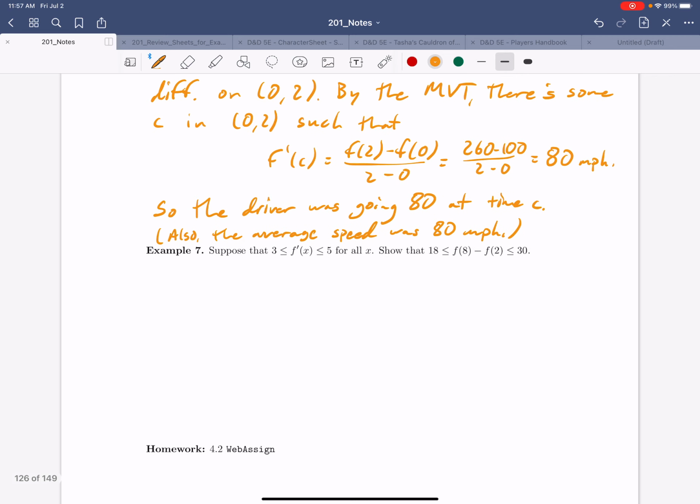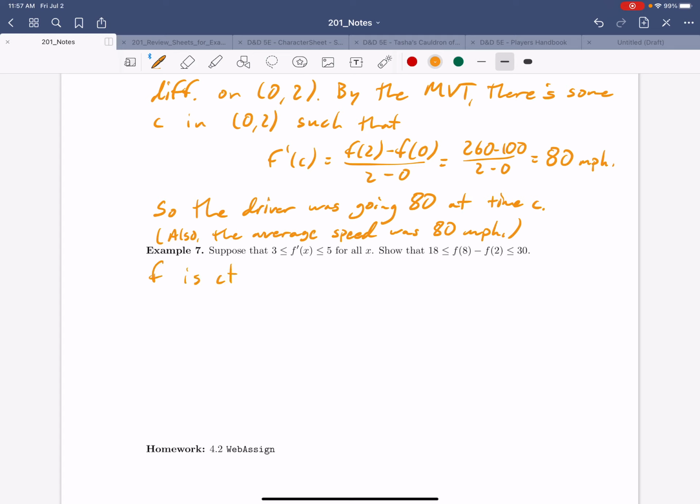All right, now lastly, we look at a kind of challenging problem from Stewart. It always tricks students, holds them up a little bit. It's a mean value theorem problem, right? Example 7. Suppose that the derivative of f is between 3 and 5 everywhere. So we have to show that f of 8 minus f of 2 is between 18 and 30. Here we're kind of using the mean value theorem backwards.